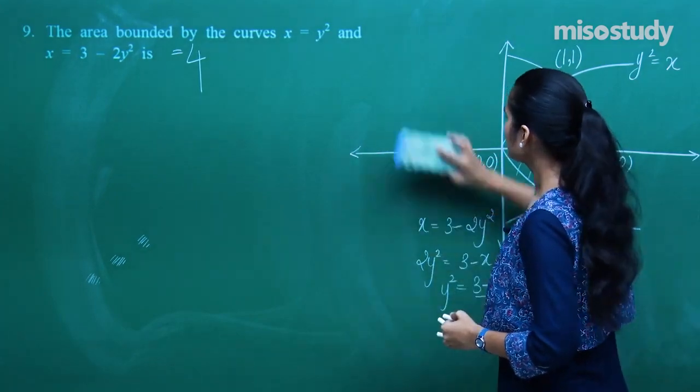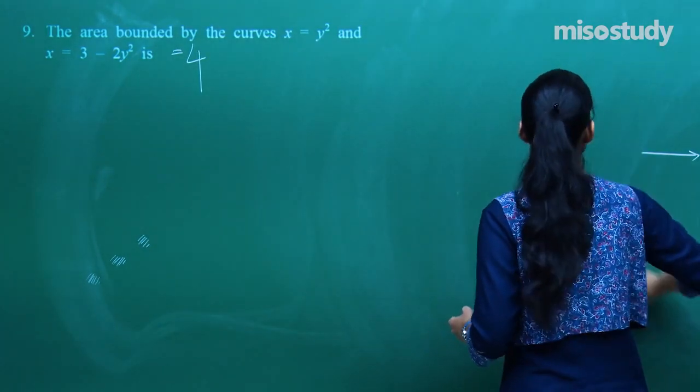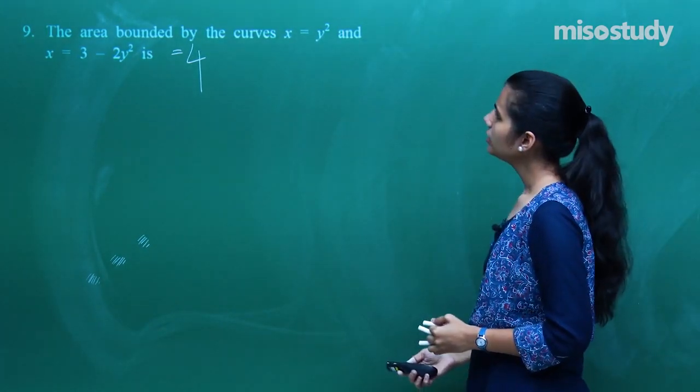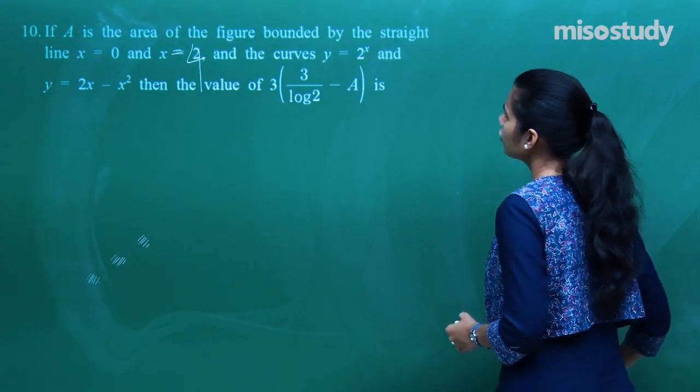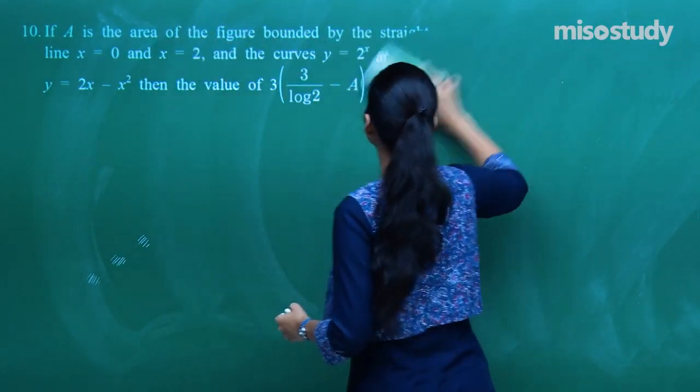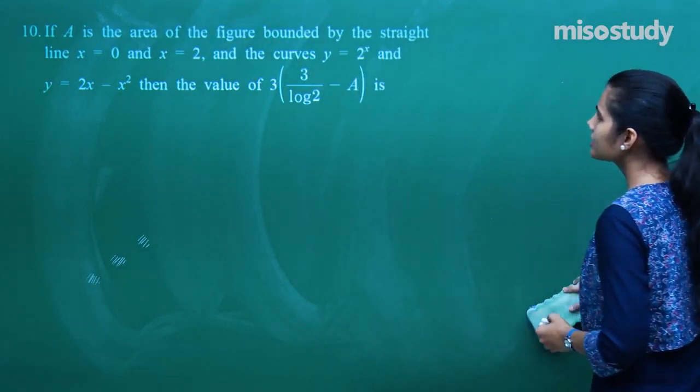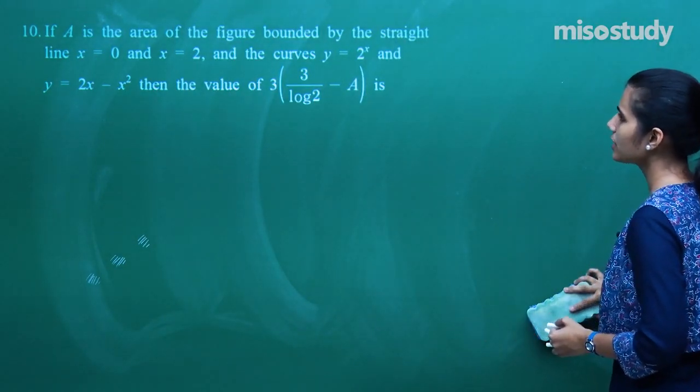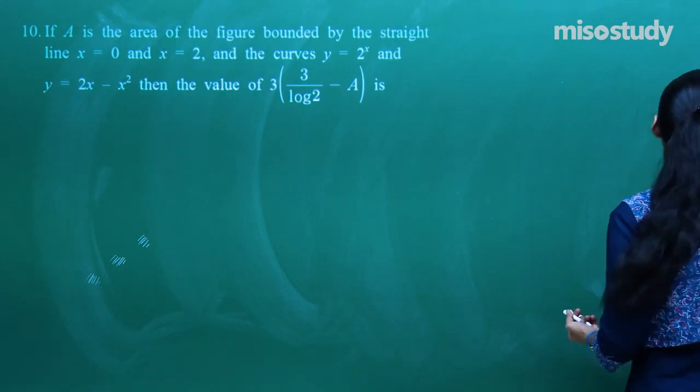Let's talk about the next one. What is it that we have? Let's see. The question says, if A is the area of the figure which is bounded by the straight lines x equals 0, x equals 2 and the curves y equals 2^x and y equals 2x minus x square.